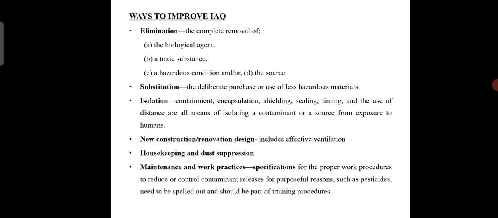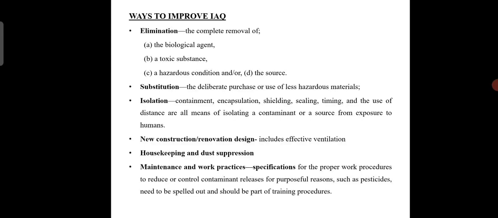For example, some sources contain asbestos. So asbestos materials which release asbestos can be sealed or enclosed in a confined vessel so that its emission into the indoors can be avoided.